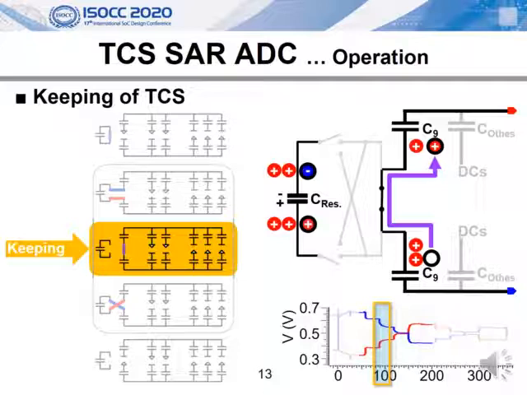In the keeping phase, the charges from the differential bottom plates are averaged with a short connection between the plates, making half VDD voltage. The charges of the reservoir capacitor are kept for the final sharing phase of the TCS cycle.